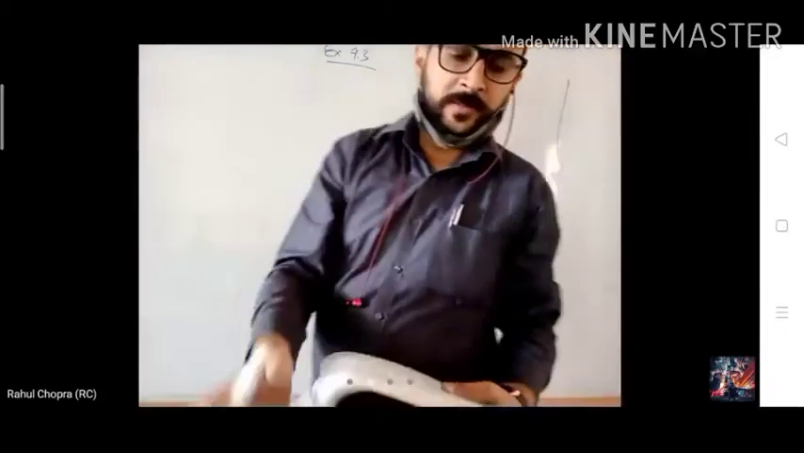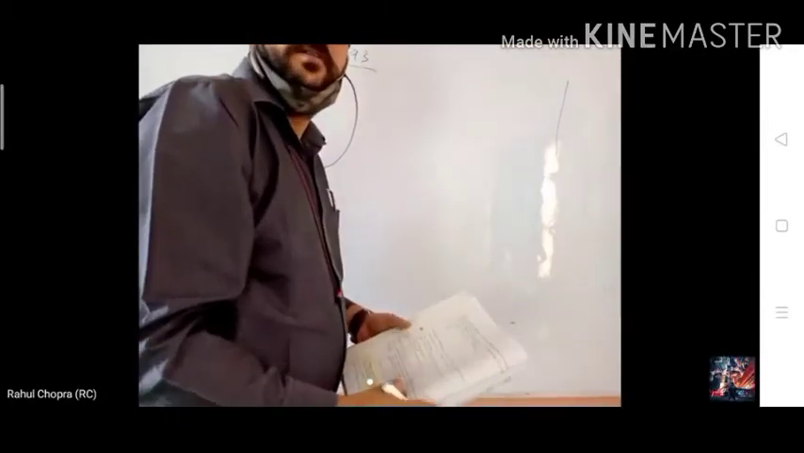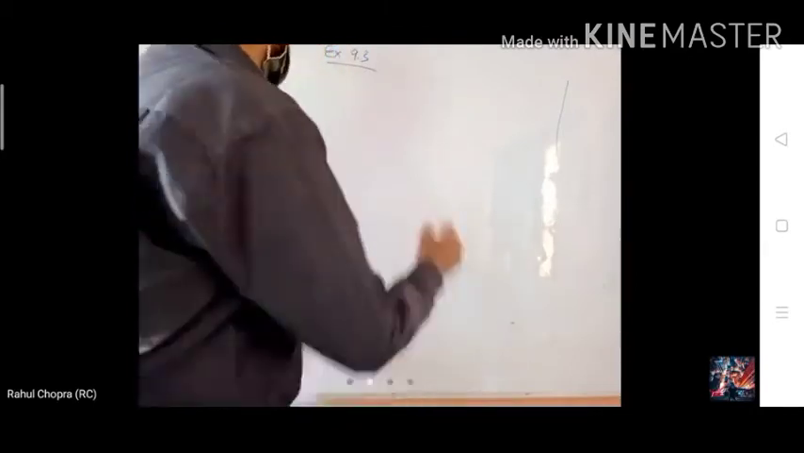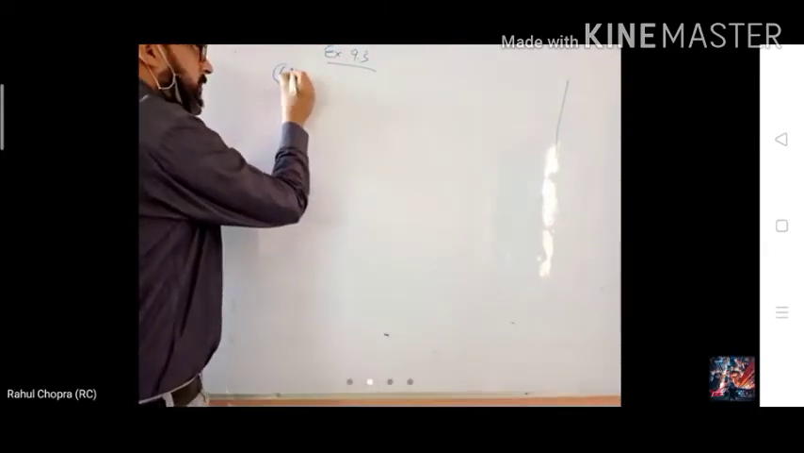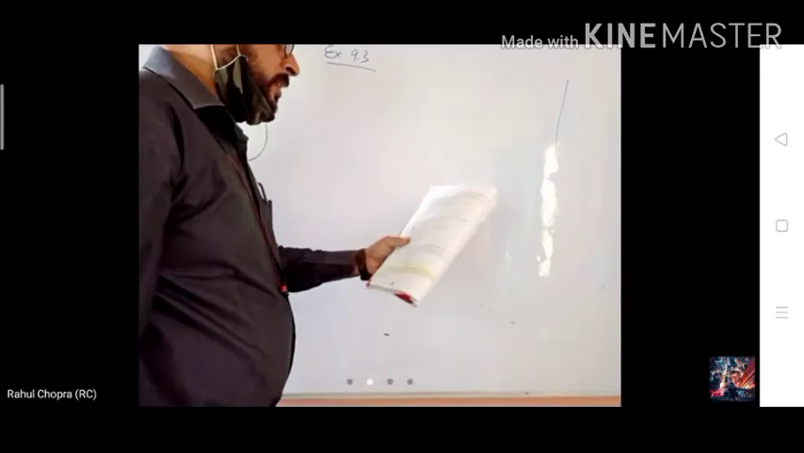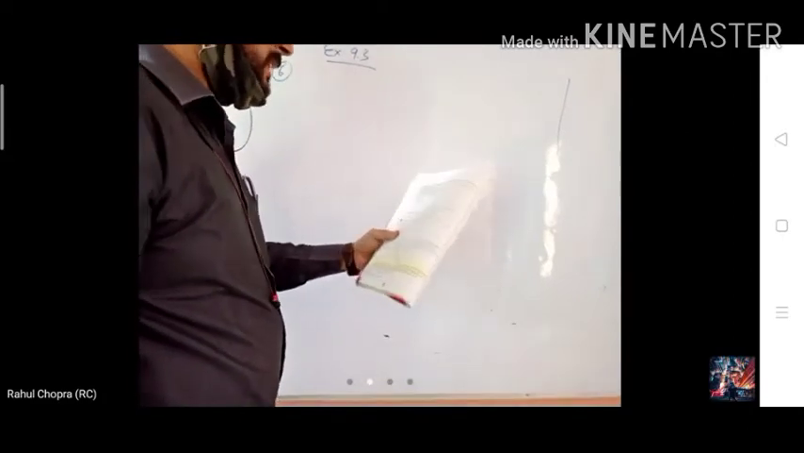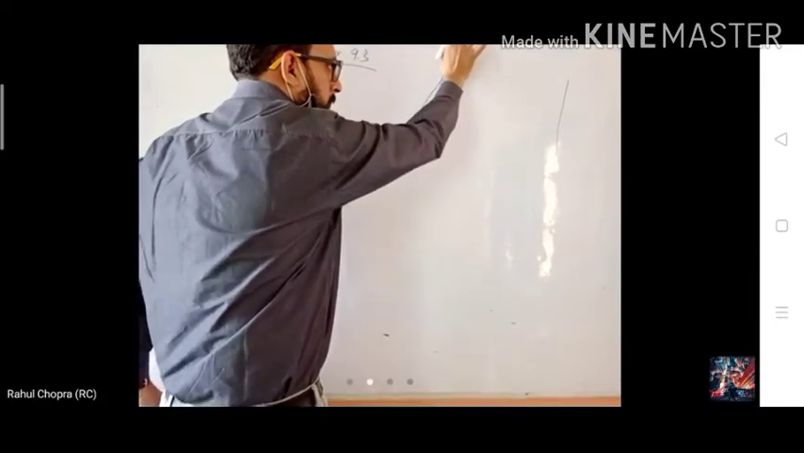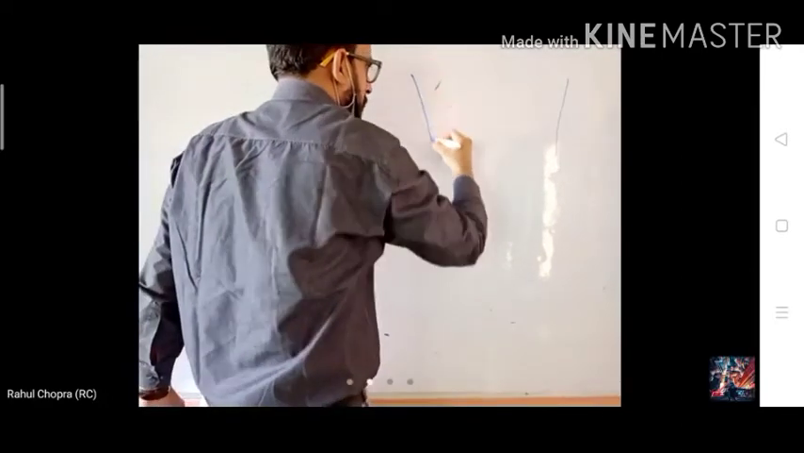Good morning, students. Today, I'll try to complete exercise 9.3. So, first, I am starting with question number 6. What is question number 6? One of the angles of a triangle is 100 degrees. Draw a triangle. We'll make a triangle. एक triangle बना लिया हमने.